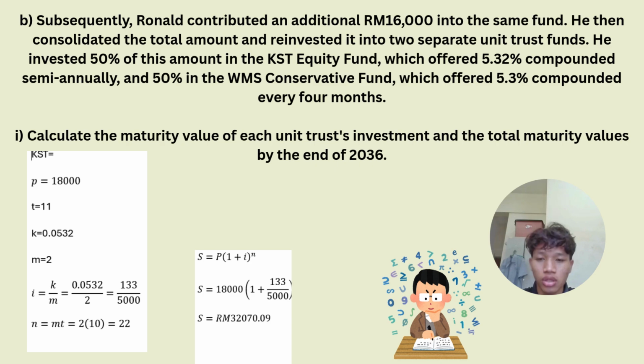So we use the compound formula S equals P, open bracket 1 plus I, close bracket, to the power of N. S equals 18,000, open bracket 1 plus 133 over 5,000, close bracket, to the power of 22. So the final answer is S equals 32,070.09. That is the maturity value of the KST equity fund.